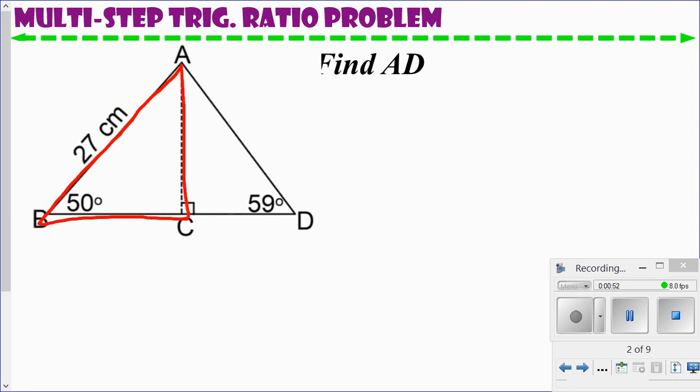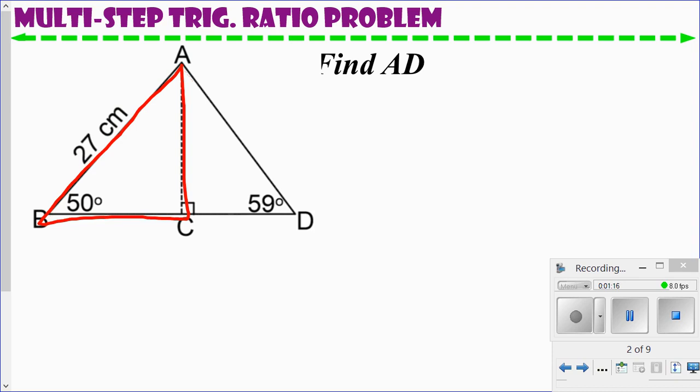So if I'm focused on that triangle, what I want to find, even though we weren't asked to find this, I'm going to need it to use in the other triangle. So I'm going to find the length of segment AC, and that's going to help me then to find AD in the other triangle. So let's go ahead and do that.